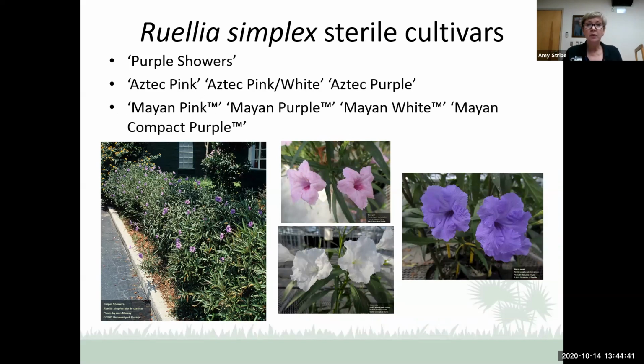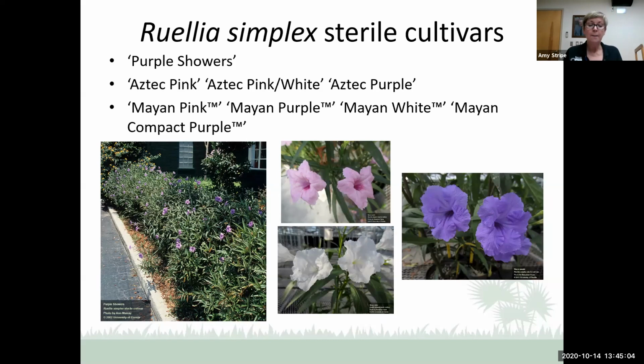Then there's another group, the Aztec pink, pink white, and Aztec purple. That's another series of sterile cultivars. The Mayan series. These are pictures here in the middle and to your right of the Mayan series. These were also produced in Dr. Deng's laboratory here at the University of Florida. So you have Mayan pink, Mayan purple, Mayan white, Mayan compact.